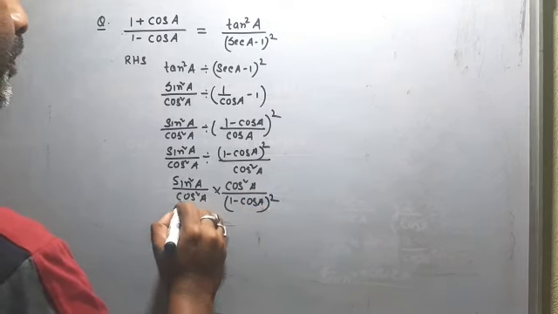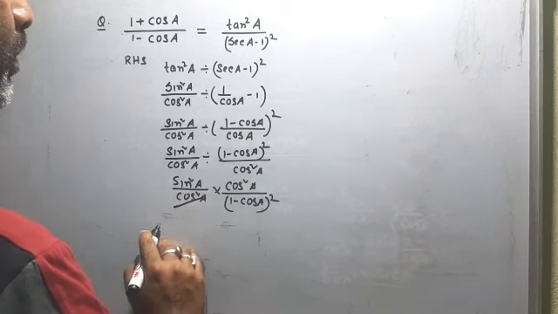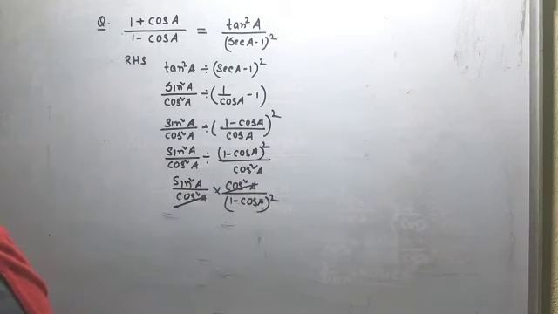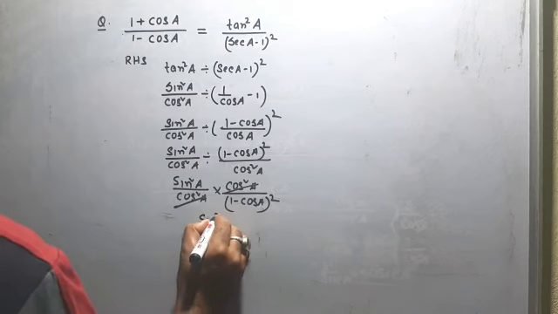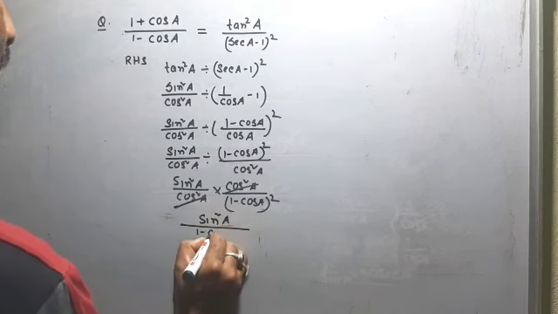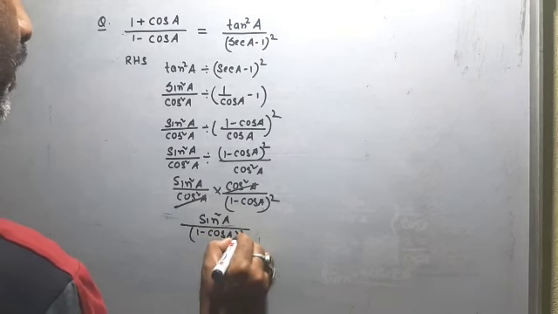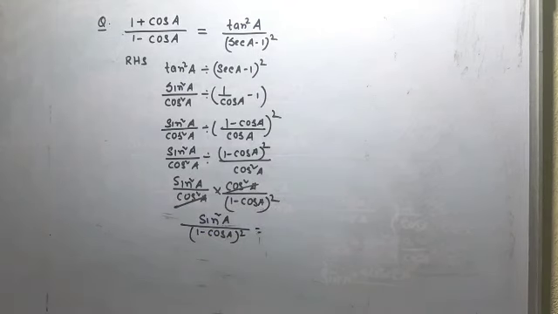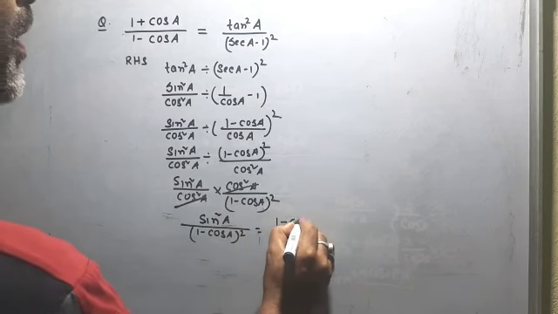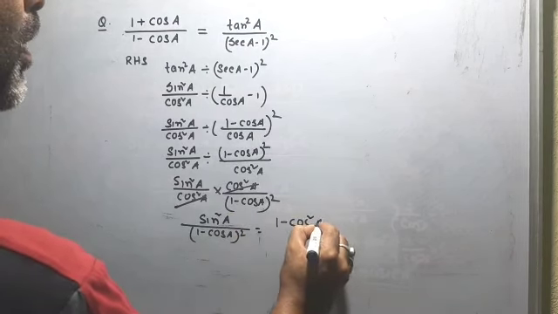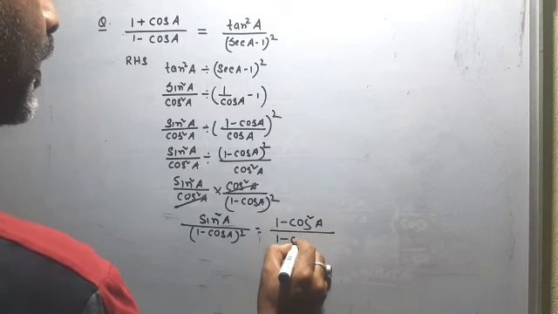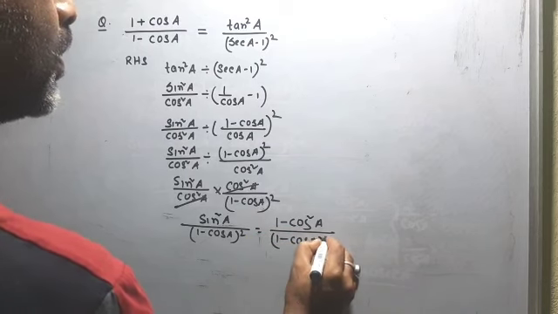So here sin a, cos square a and cos square a cancel. So you have only sin square a by 1 minus cos a whole square. So sin square a we can say 1 minus cos square a, sin square a I write 1 minus cos square a, and here 1 minus cos a whole square.